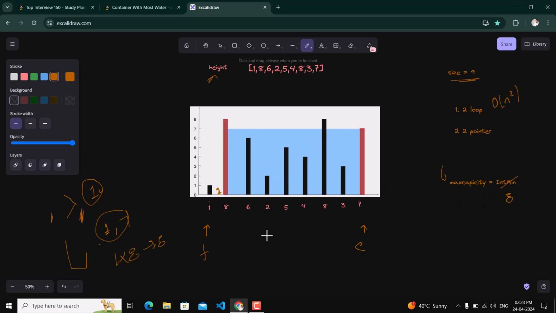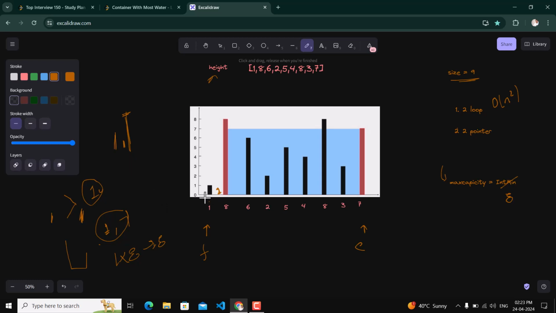Now we will shift our pointers. But how will we shift them? In this case we have a bar of 1. If we find a bar less than this, the amount of water we can store will decrease. But if we find a bar above this, there is a possibility we find a bar greater than or equal to this, and then the amount of water we can store in this container will increase.